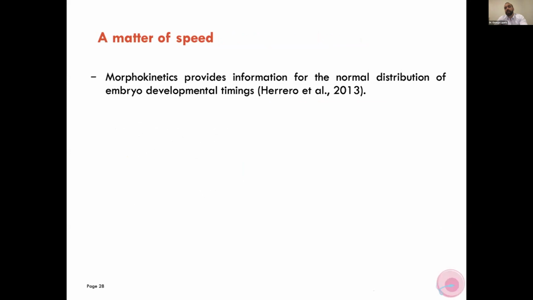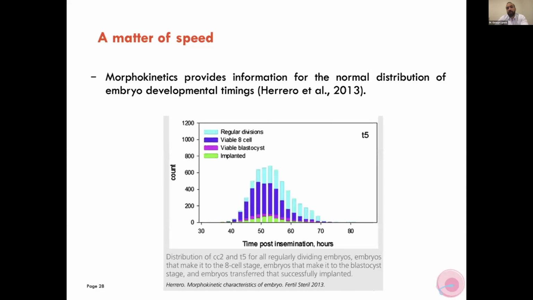And morphokinetics provides information for the normal distribution of embryo developmental timings. We can see here a range at which the embryos are viable, a time frame of times post-insemination, that embryos are viable, that can create blastocysts and can be implanted, having regular divisions.